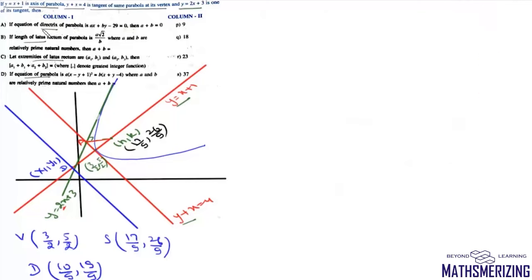The first thing that we need to find is the equation of the directrix of the parabola. The directrix is a line which is parallel to the tangent at the vertex. So the slope of this line is minus 1, which means the slope of the directrix is also minus 1.